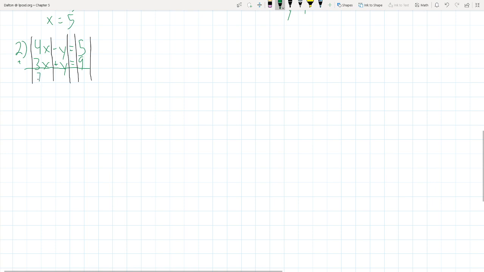And so I get 7x, because I'm going 4 plus 3 is 7. Negative 1 plus positive 1 is 0, so 0y. 5 plus 9 is 14. I have an equal sign in here. So if I were to rewrite this, I get rid of the y's, so I'm left with 7x equals 14. And so I get x equals 2.